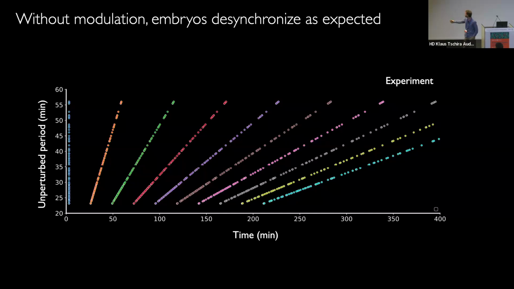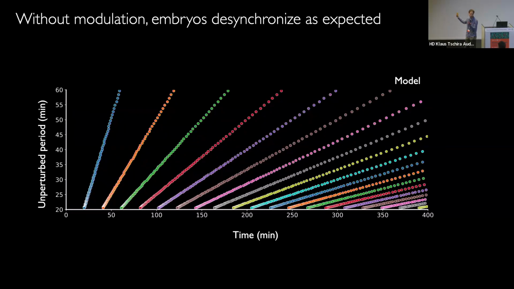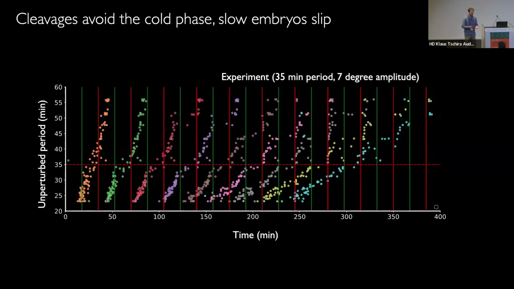So the period at the different temperatures, we know what it's like. It's this non-Arrhenius curve. We know it from the experiments. We can plug it into the model, and the model shows something very similar. This is just no modulation, the phase oscillator, how it behaves over time. Then we introduce the modulation.